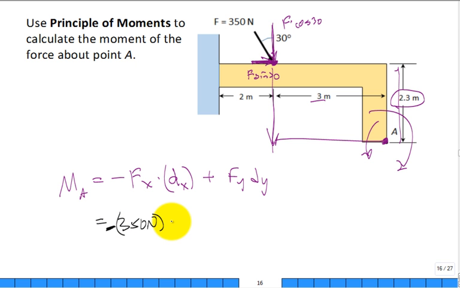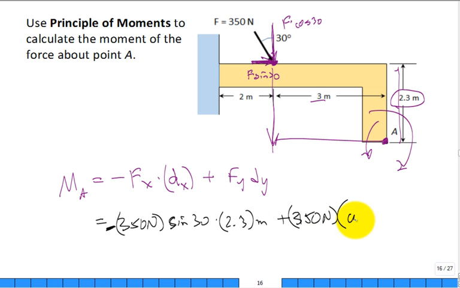So this would be my 350 newtons with the minus sign, forgot the minus sign right there, times the sine of 30, times my 2.3 meters, plus my 350 newton, times the cosine of 30, gets the down component, times my 3 meters, and you add it up and you get exactly the same. The right sign and everything. Can you see how we solve the same problem 3 ways that may look different, but give the same answer?